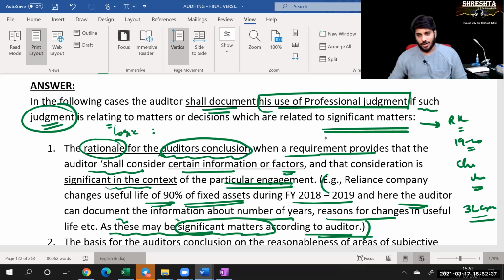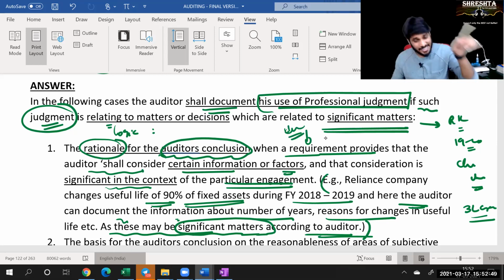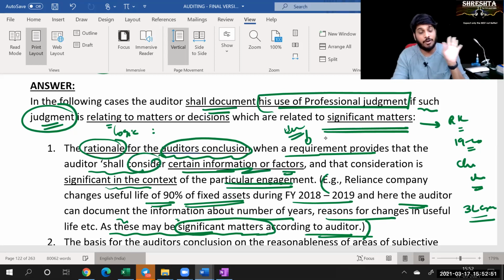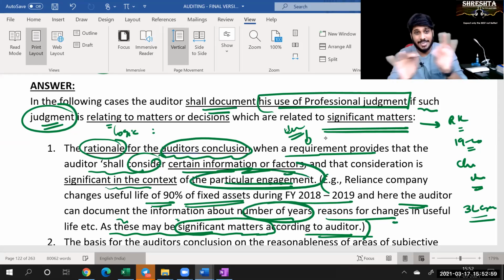The rationale for the auditor's conclusion: when a requirement provides, what is the requirement? Reliance company changes useful life. What is it requiring you to do? It is requiring you to consider certain information. What information? It is asking you to consider the actual number of years and why there is a change in useful life, in the context of the particular engagement.